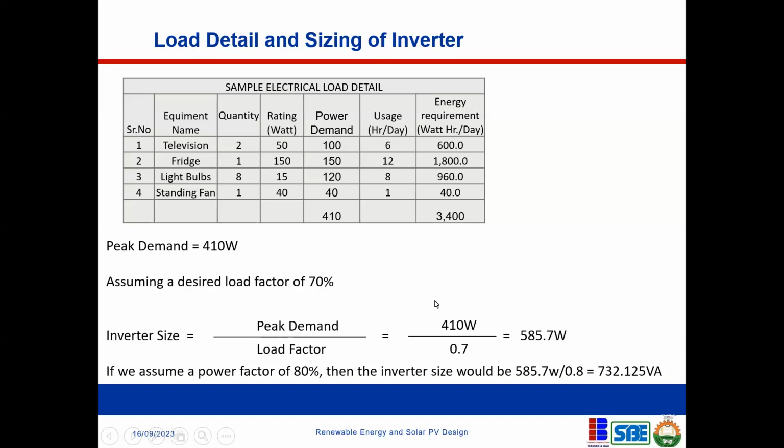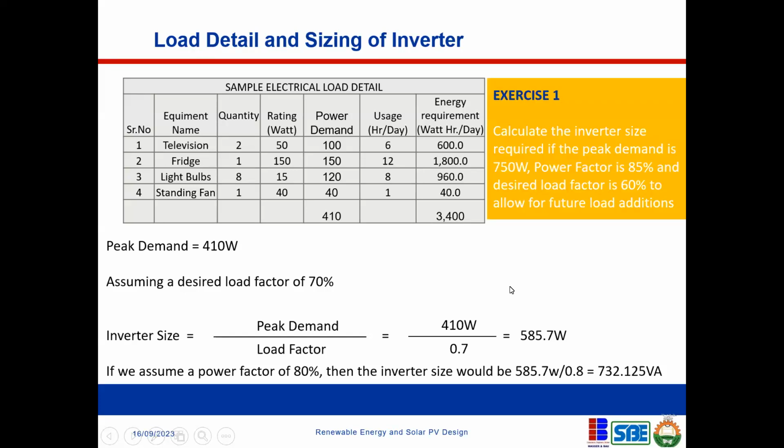So we are going to do a little exercise. It's just a little exercise. So this is exercise 1. Calculate the inverter size required if the peak power demand is 750 watts. Now, use a power factor of 85%, and the desired load factor is 60%. I want you to calculate the inverter size using these details that I've provided.